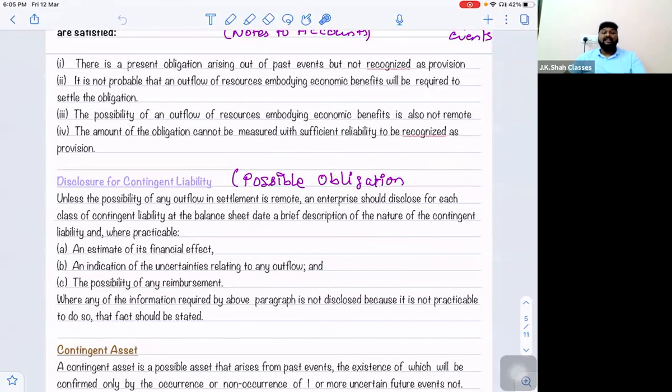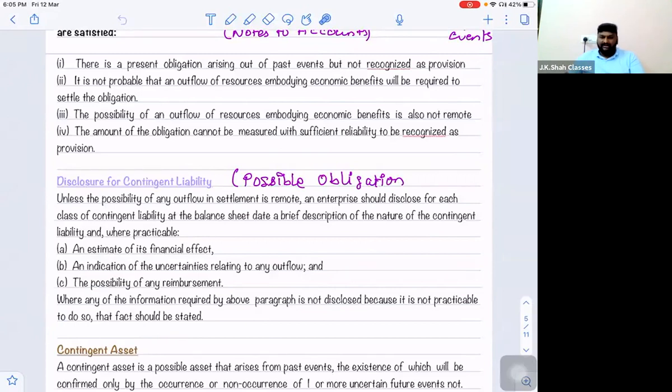An indication of the uncertainties relating to any outflow. That is, what are the chances of outflows? What are the percentages of probabilities that you can give? Indication of the uncertainties relating to any outflow. So what are the uncertainties? What are the chances? What are the odds? You can give that.